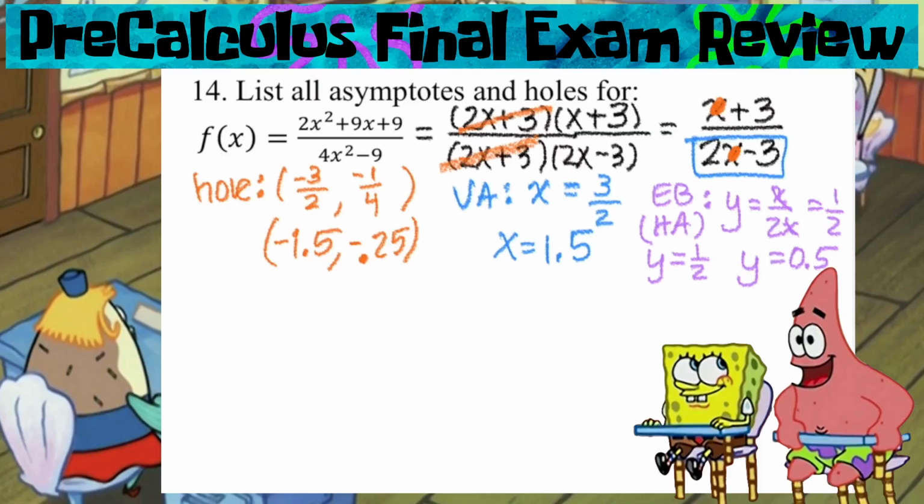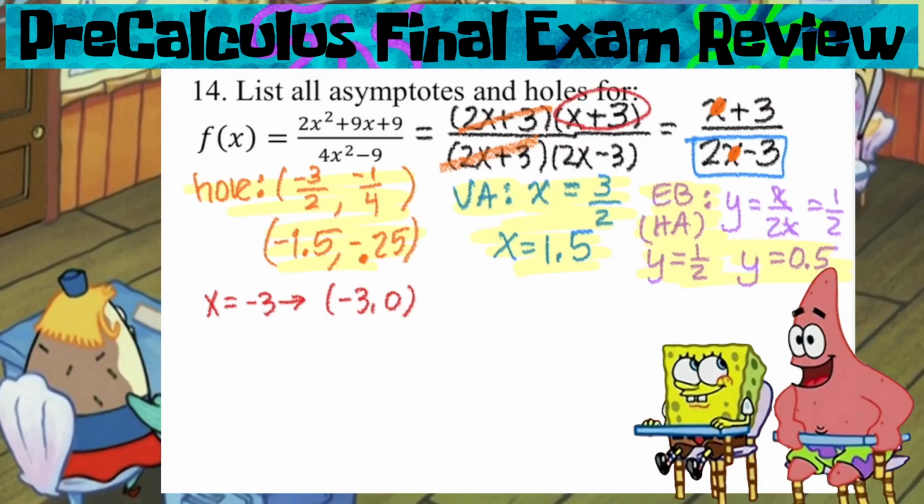So I have everything that was asked of me. That is my ordered pair for the hole, my vertical asymptote as both a fraction and a decimal, and my end behavior, horizontal asymptote, both as a fraction and a decimal. So that's everything that they asked us to find. If we were to take it a smidge further, x equals negative 3 would get us my x-intercept of negative 3, 0.